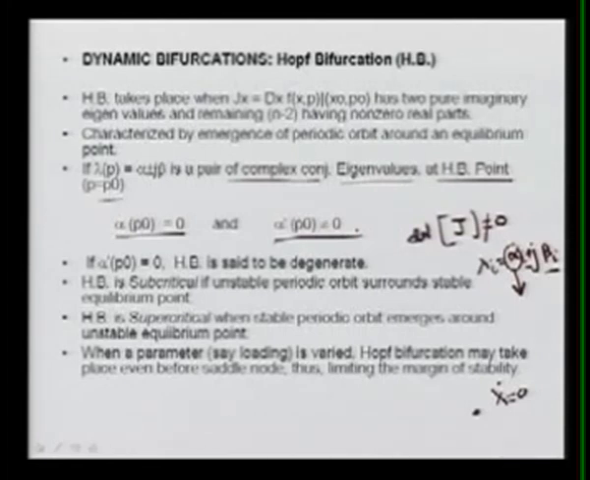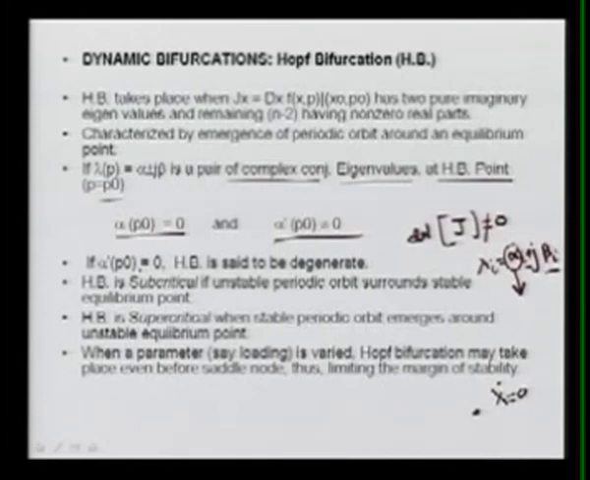So, if the remaining sum of the alpha is 0, then we can say this Hopf bifurcation is degenerate. Also, this Hopf bifurcation is classified into two different categories. One is called subcritical and another is called supercritical.